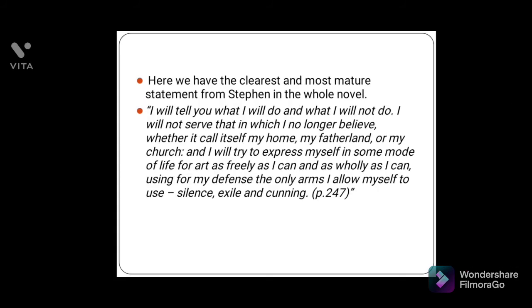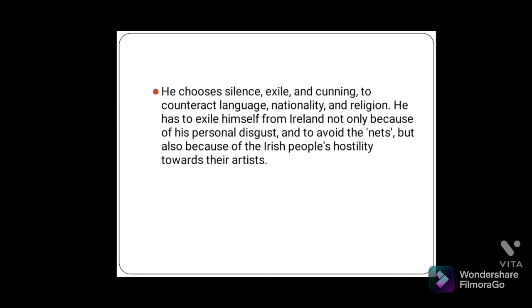Here we have the clearest and most mature statement from Stephen in the whole novel. "I will tell you what I will do and what I will not do. I will not serve that in which I no longer believe, whether it call itself my home, my fatherland, or my church, and I will try to express myself in some mode of life for art as freely as I can and as wholly as I can, using for my defense the only arms I allow myself to use: silence, exile, and cunning." So these quotes are very important in the novel, and these quotes are the defining features of this novel. He chooses silence, exile, and cunning to counteract language, nationality, and religion.